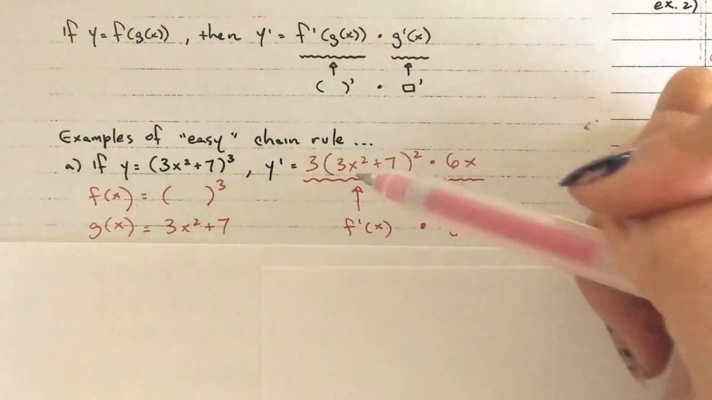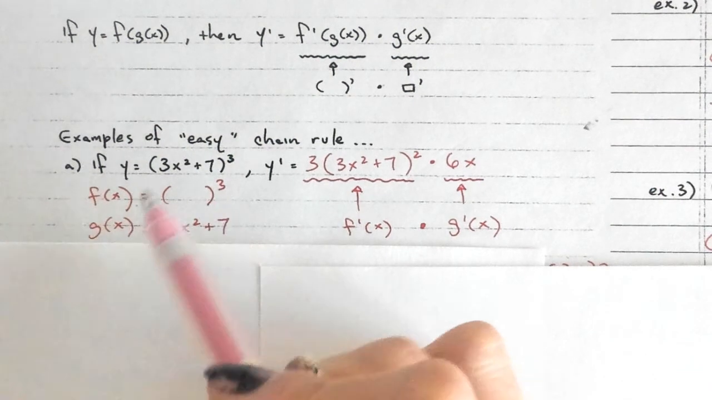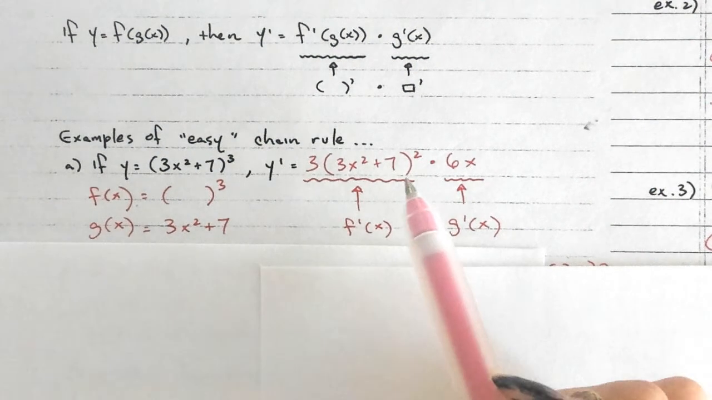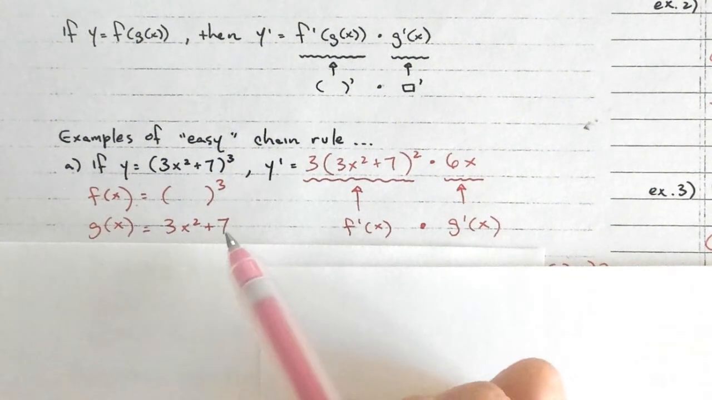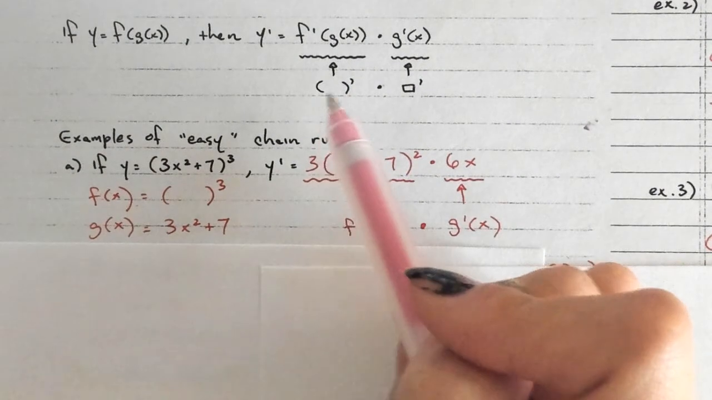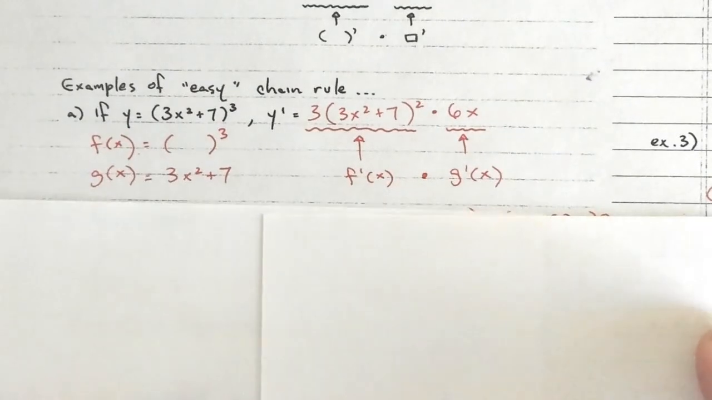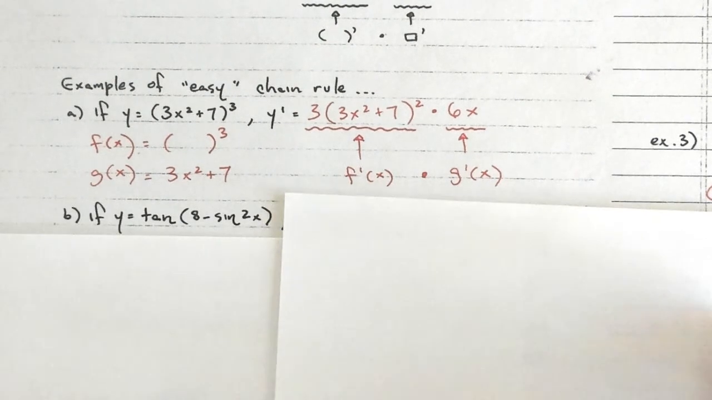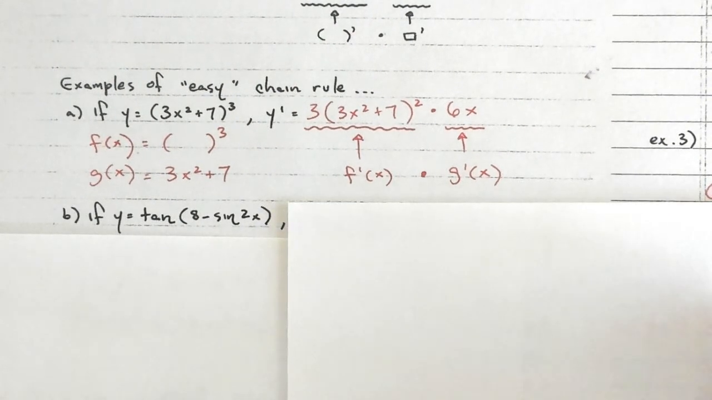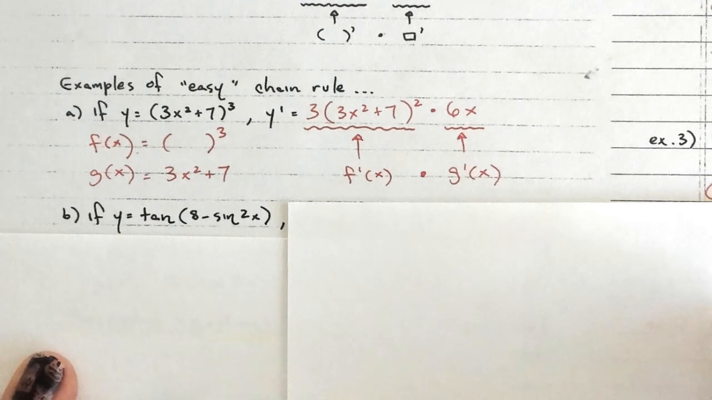So see how that's exactly what we did. We did f prime, that's f prime, right? This quantity prime. And then the derivative of this quantity is right here. So here's f prime and then here's g prime. So really, we've been doing the chain rule. So I wanted to show you that we've been doing it, basically. So these are your only examples for chain rule. And then here's another one.